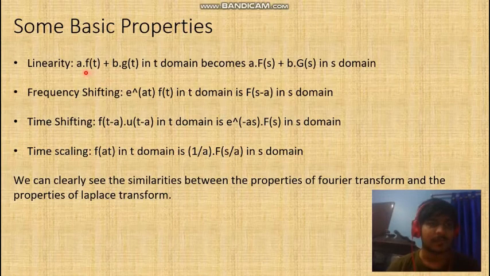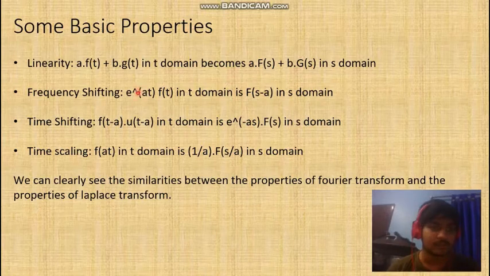Now some of its basic properties. First, linearity: a·f(t) + b·g(t) in the t domain becomes a·F(s) + b·G(s) in the s domain. Here a and b are any complex numbers. Frequency shifting: e^(at)·f(t) in the t domain becomes F(s − a) in the s domain. Here a can be a complex number.